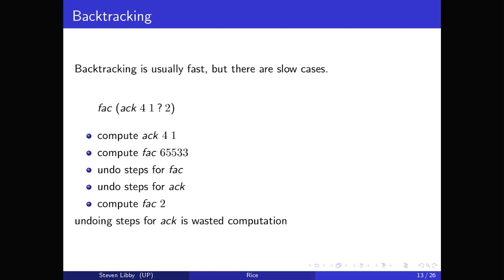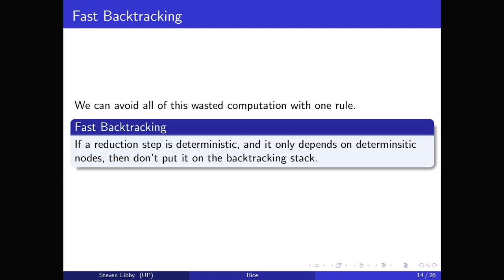And so if you have something like this, this makes backtracking unfortunately slow. It turns out there's actually a pretty easy solution here. When I'm reducing a deterministic operation, if it only depends on deterministic operations, so formally, if everything in a case statement is deterministic, then I don't need to backtrack it. And so as long as I keep track of that as a flag in every node, then I don't need to backtrack these things.